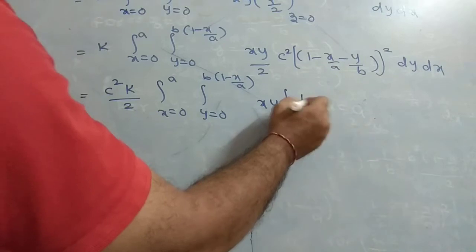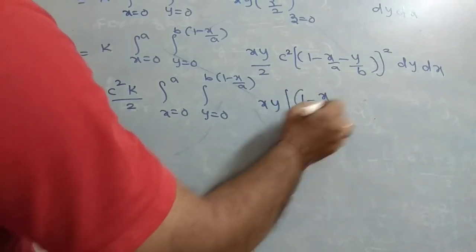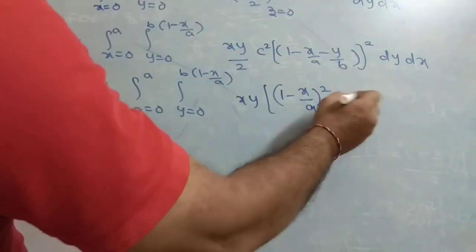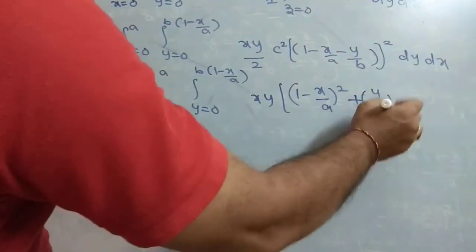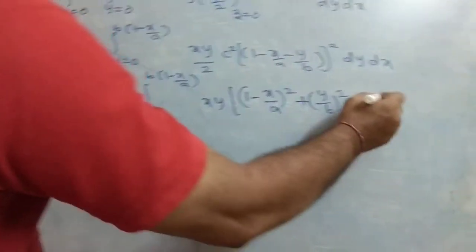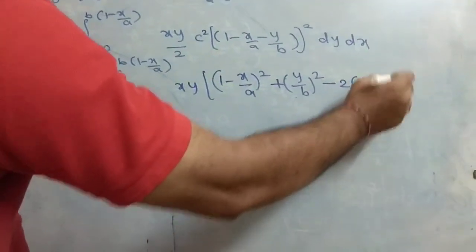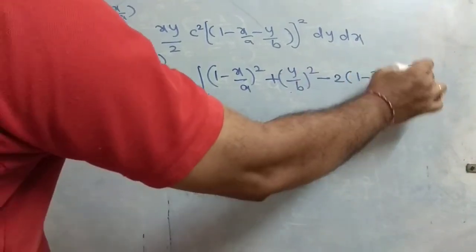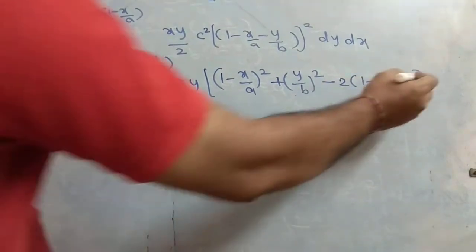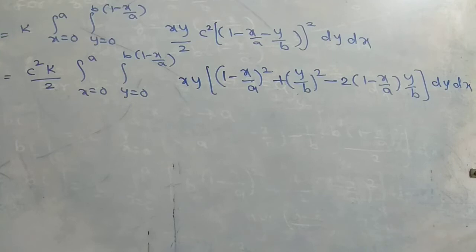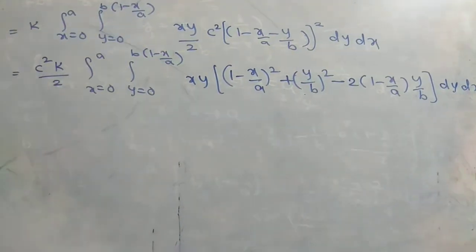So a square means (1 minus x by a) whole square, plus (y by b) whole square, and minus 2 into (1 minus x by a) into (y by b). So this is overall dy dx.